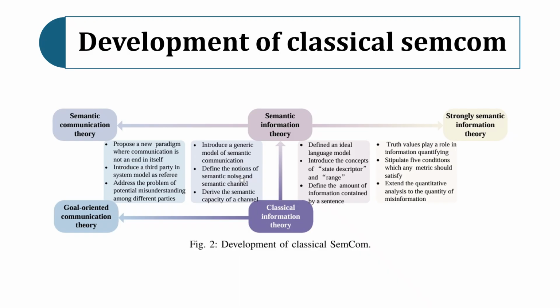We have to define the notions of semantic noise, and we have to create the channel. There will be noise, there will be distractions, there will be so many challenges, so you have to define these notions in your project. Clear? You have to derive the semantic capacity of the channel that you have decided. Then you have to define an ideal language model for that. You have to introduce the concepts of state descriptor and the range. Then you have to define the amount of information contained by the sentence. So this is semantic information theory, the required development of semantic communication theory. I hope you understood it.